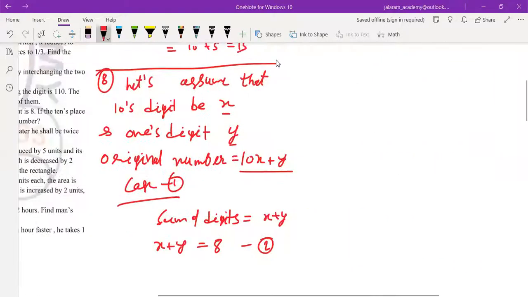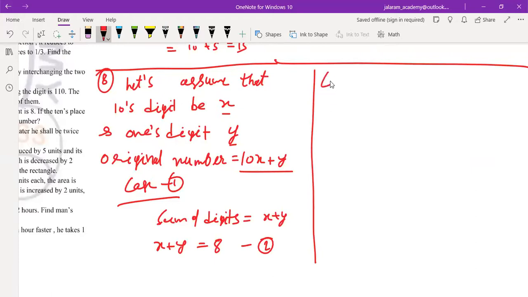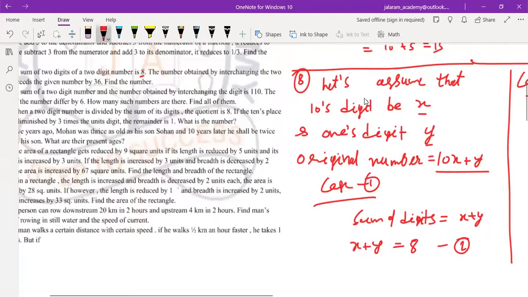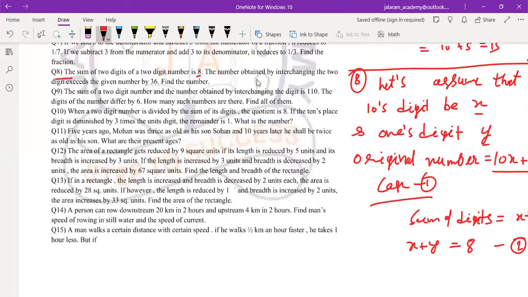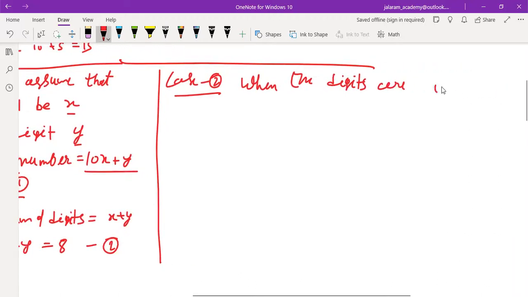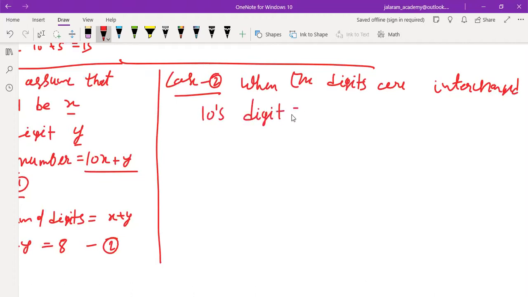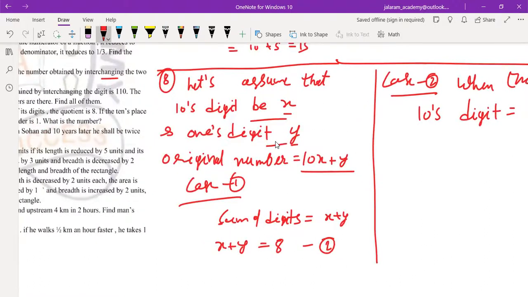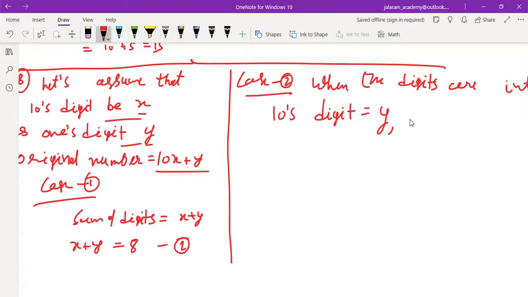Again, we will take case 2. Now we will first read case 2 and convert it to x and y form. So the second condition is the number obtained by interchanging the two digits. So first we write the condition when the digits are interchanged. What will be the tens digit? That which was the ones digit in the previous case, that is y. And what will be the ones digit? That which was the tens digit in the previous case, that is x.